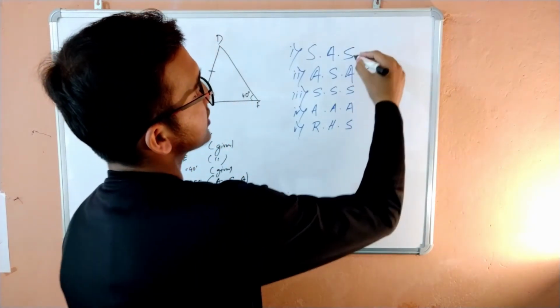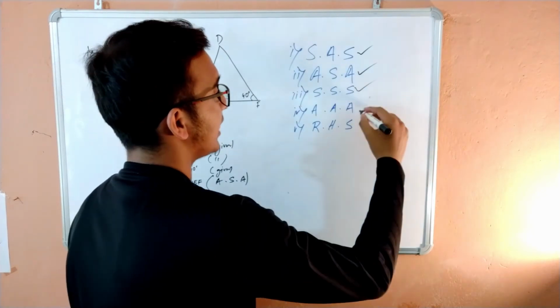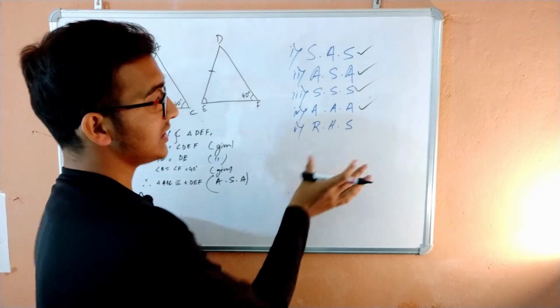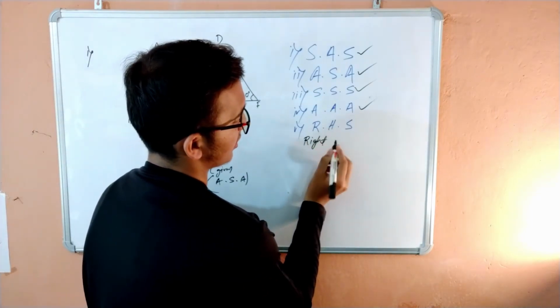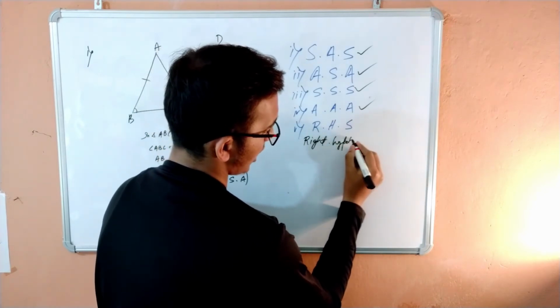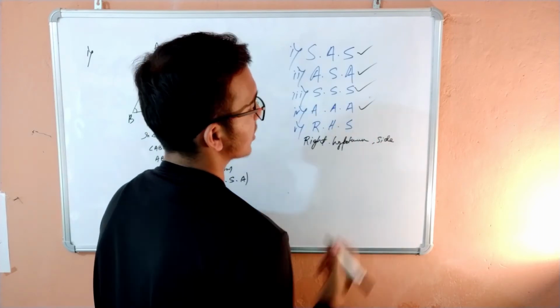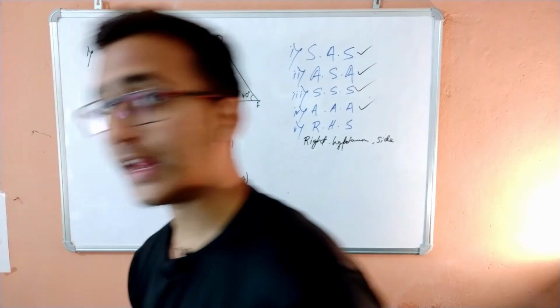In the same manner, side angle side congruency. In the same manner, side side side and angle angle angle congruency. Now this is a bit different. This is right angle hypotenuse side. How do we prove this one? Let us take another example.